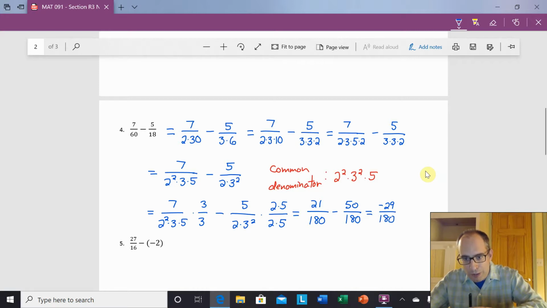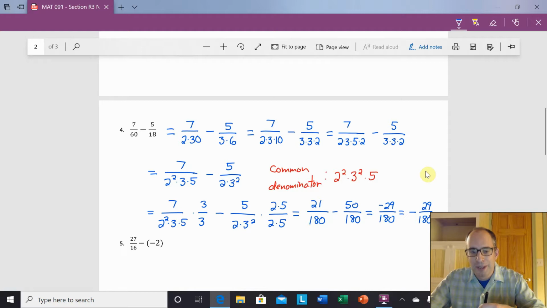Or if you'd prefer writing the minus sign out front, which is the more conventional way to do it, the negation of 29 over 180. And that is the answer.